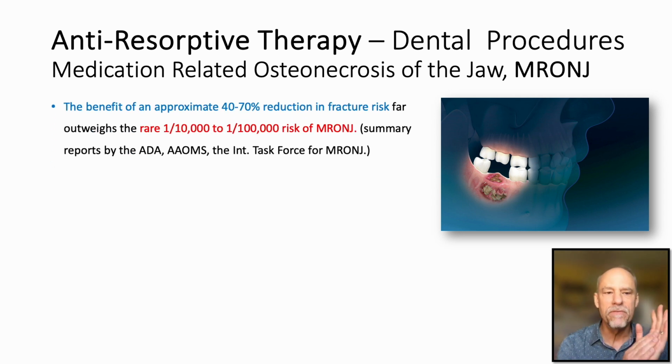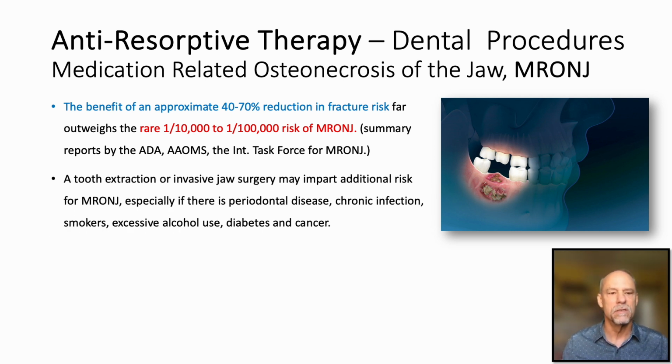So the benefit of the approximate 40 to 70% reduction in fracture risk far outweighs the 1 in 10,000, the 1 in 100,000 risk of MRONJ or ONJ. And this is based on information from reports from the American Dental Association, the oral surgeons, and a task force on this.